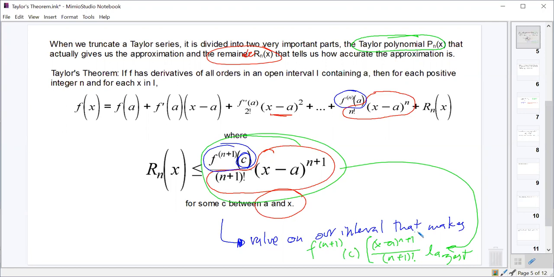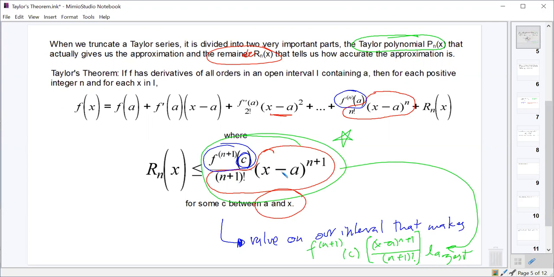So we're not going to do the full proof of this because it would take us the entire rest of the class period probably to set it up and get through it all. But that is Taylor's theorem, and that is the largest possible value that this remainder could have. It's the next derivative at whatever c value on your interval makes that derivative the largest, over n plus 1 factorial, times x minus a to the n plus 1.